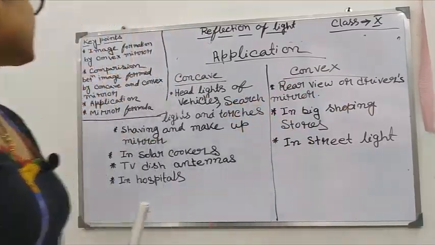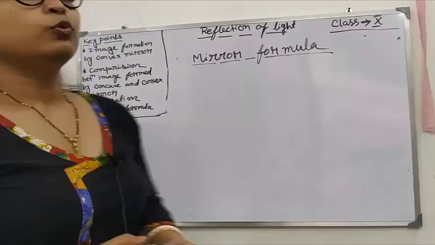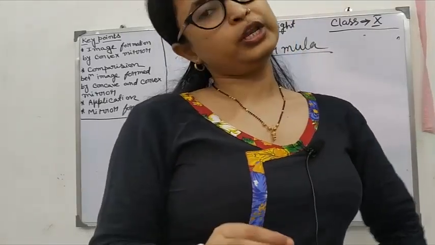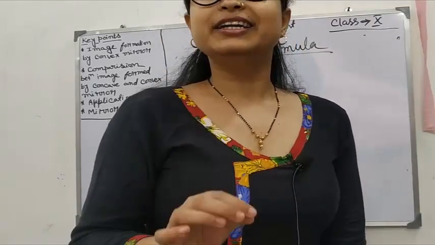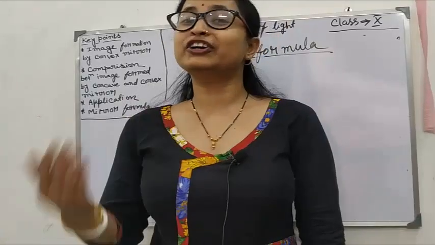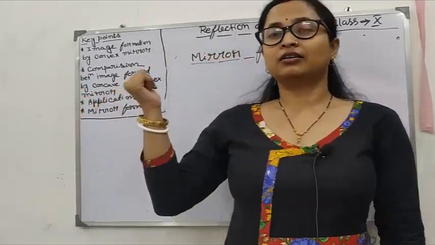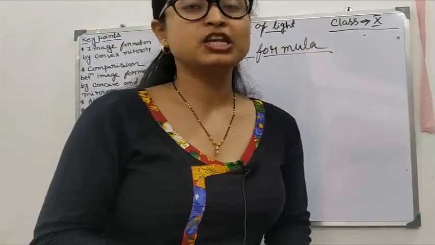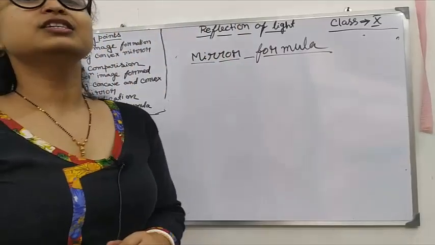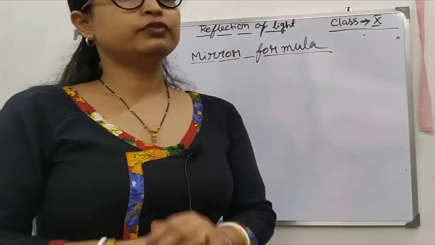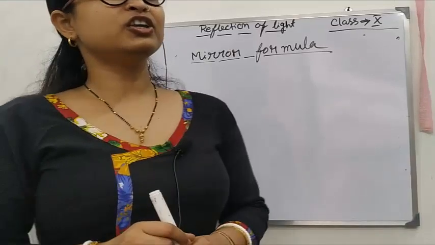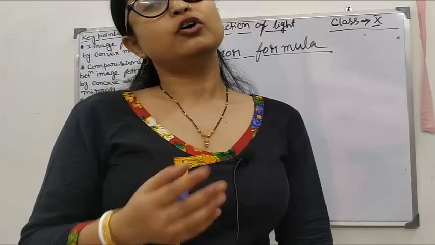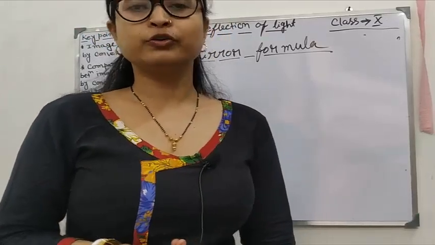Now let us learn about the mirror formula. What is mirror formula? Mirror formula means basically the relation between focal length, object distance and image distance. We already learned about this in our first class: what is focal length, what is object distance, what is image distance. So the formula between these three is known as mirror formula. The derivation of this formula is not in your syllabus, but the formula you have to remember. It is very important for numericals. So we will do some numericals also in our next class.